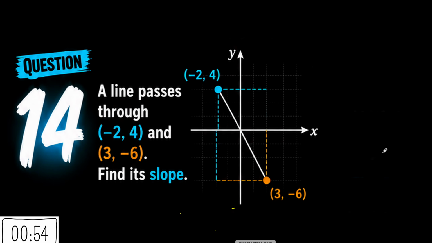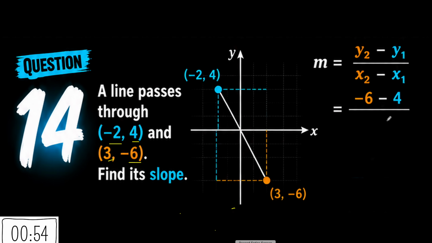So, number 14, a line passes through negative 2 and 4 and 3 and negative 6. Let us find the slope. For us to find the slope, we're going to use this formula. The y of 2 here is negative 6, minus y of 1, 4. X of 2 is 3 minus negative 2. That is x of 1.